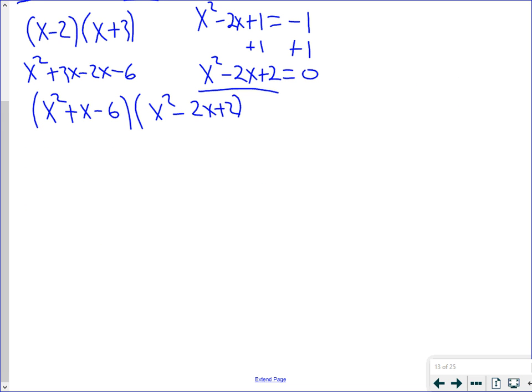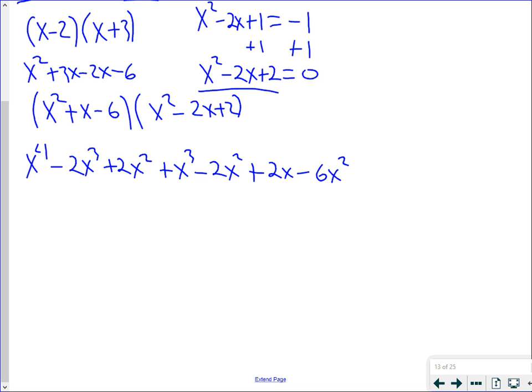So you can put this in a box if you like to, or you can just multiply from over here, whatever you're more comfortable with. You'll get the same thing regardless. I'm going to multiply from here. So x squared times x squared is x to the 4th, and minus 2x cubed plus 2x squared plus x cubed minus 2x squared plus 2x minus 6x squared plus 12x minus 12.